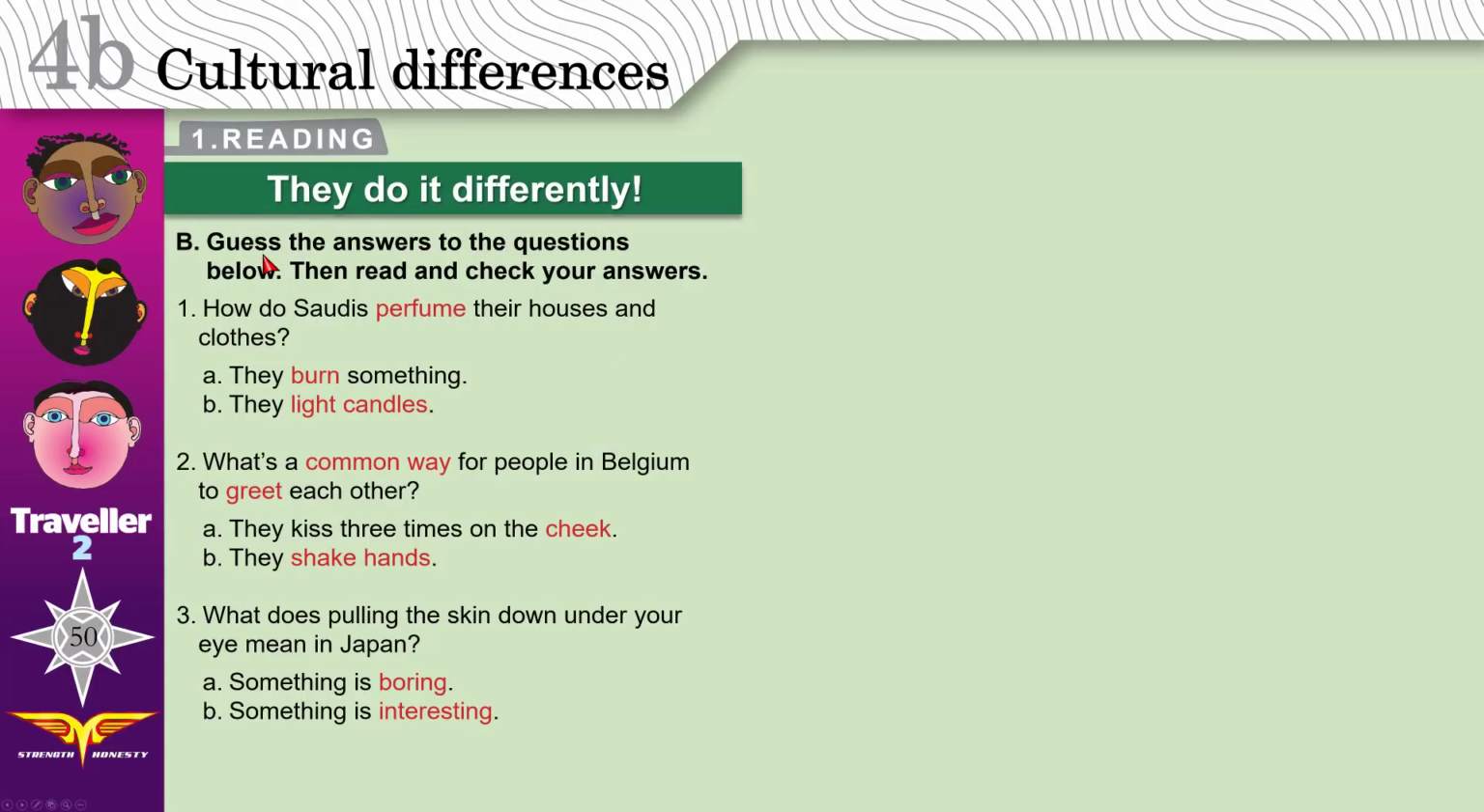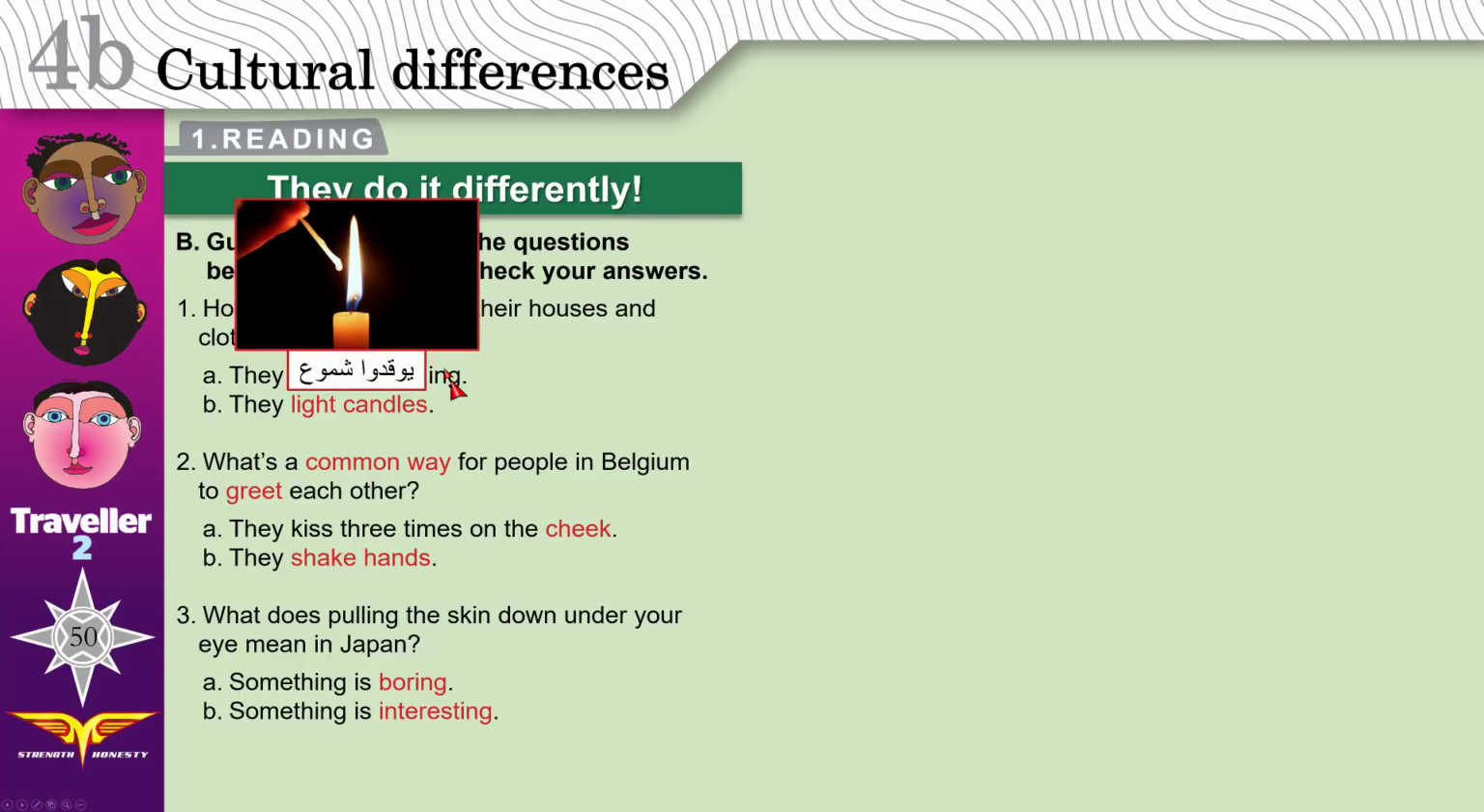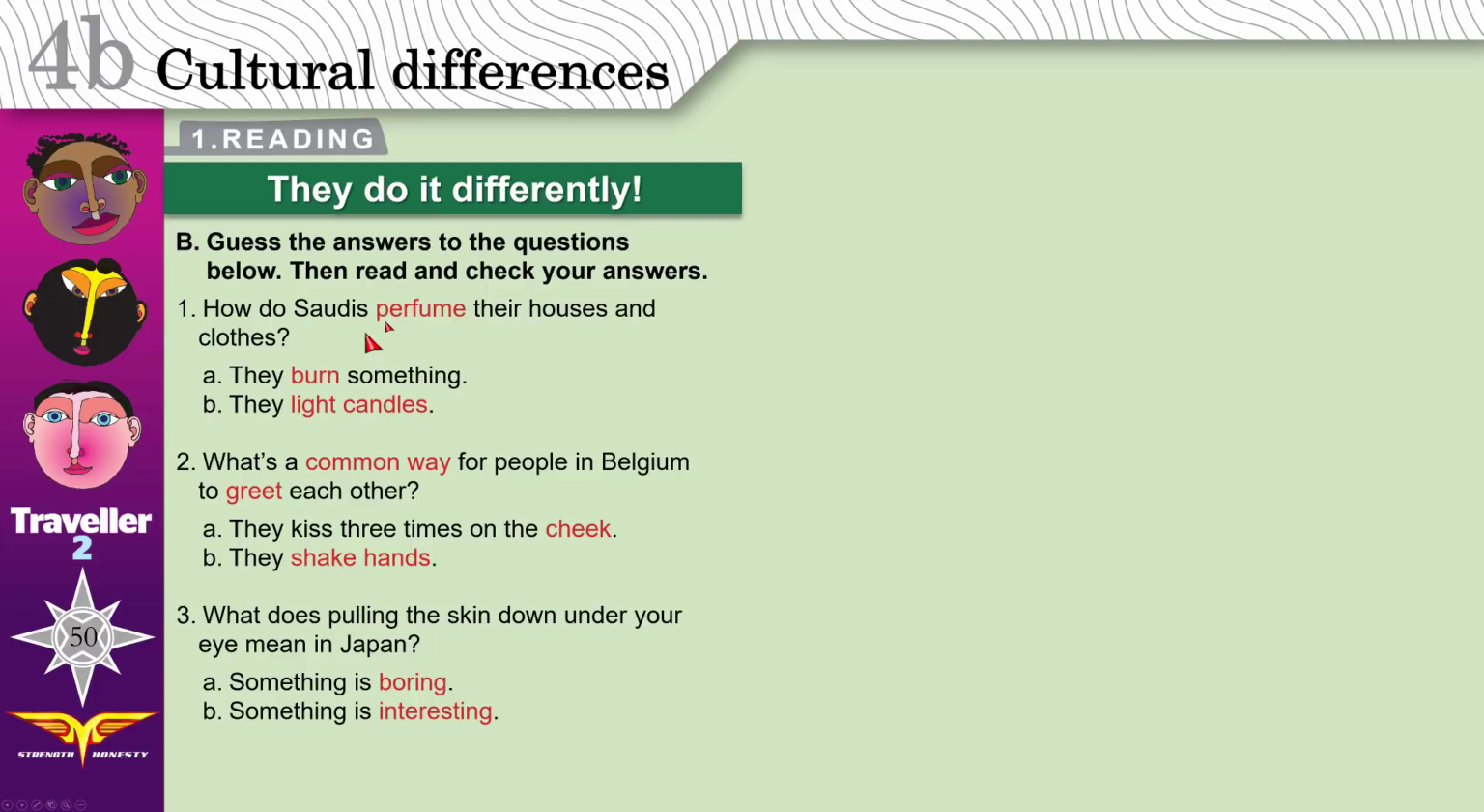B. Guess the answers to the questions below, then read and check your answers. 1. How do Saudis perfume? Perfume. When you perfume something, you give it a nice smell. Their houses and clothes, they burn something. When you burn something, you put it on fire. Or do they light candles? Light candles. What do they do? Well, I am Saudi and I know that we burn bukhur.